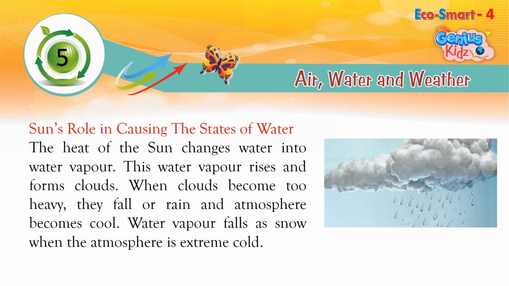Sun's role in causing the states of water. The heat of the sun changes water into water vapor. This water vapor rises and forms clouds. When clouds become too heavy, they fall as rain and the atmosphere becomes cool. Water vapor falls as snow when the atmosphere is extremely cold.